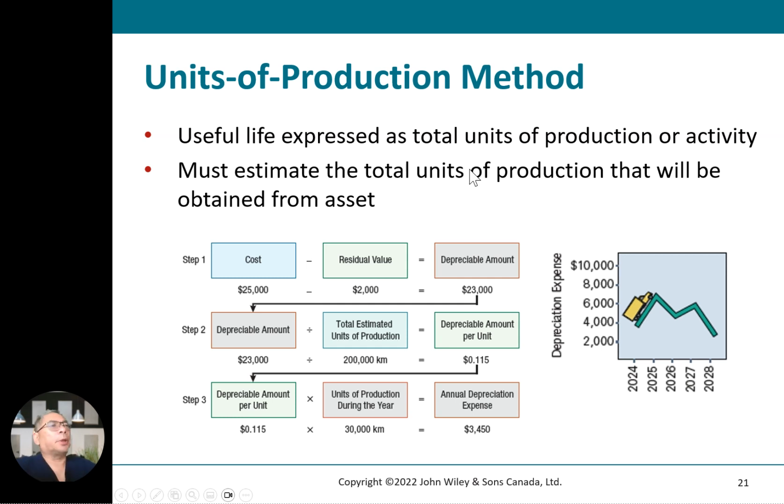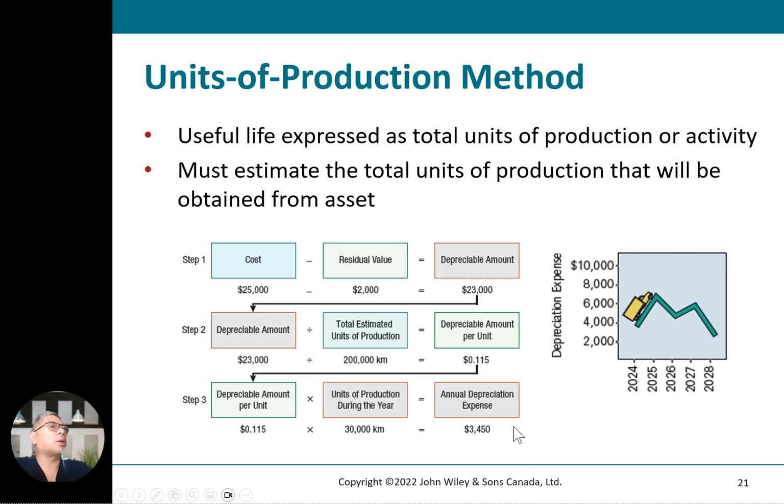In terms of the unit production method, useful life is expressed as the total units of production or activities. You must estimate the total units of production that will be obtained from the asset, such as cost 35,000 minus residual value 2,000. The depreciable amount is 20,000 divided by the total unit production, which is 200,000, so the amount per unit is 0.15. This is based on the kilometers. So you get the expense going up and down based on the usage of the unit production, in terms of mileage. This amount per unit will be 0.15 times 30,000 km per year, so the cost will be 3,450.